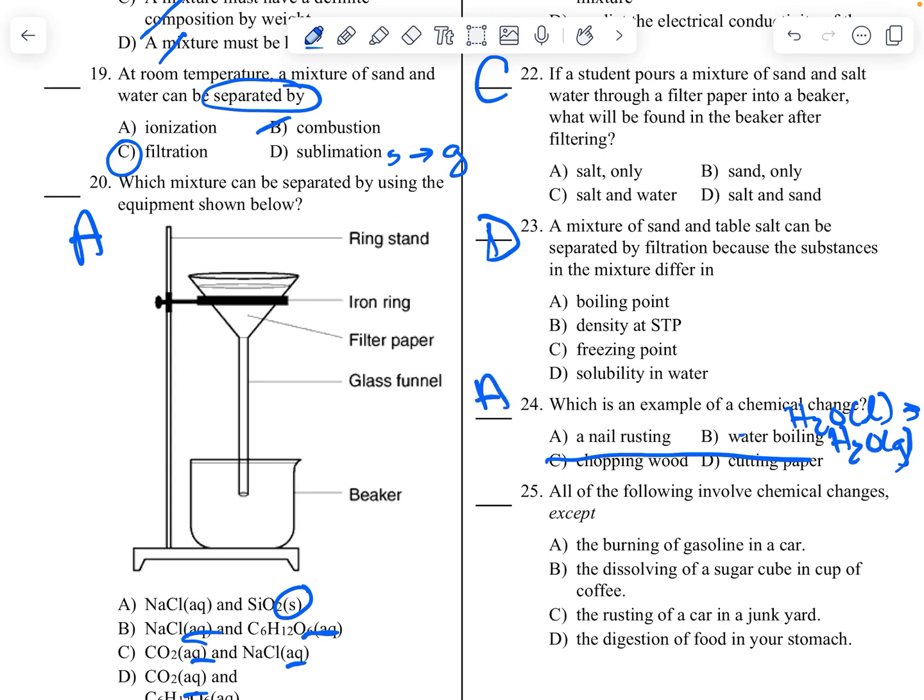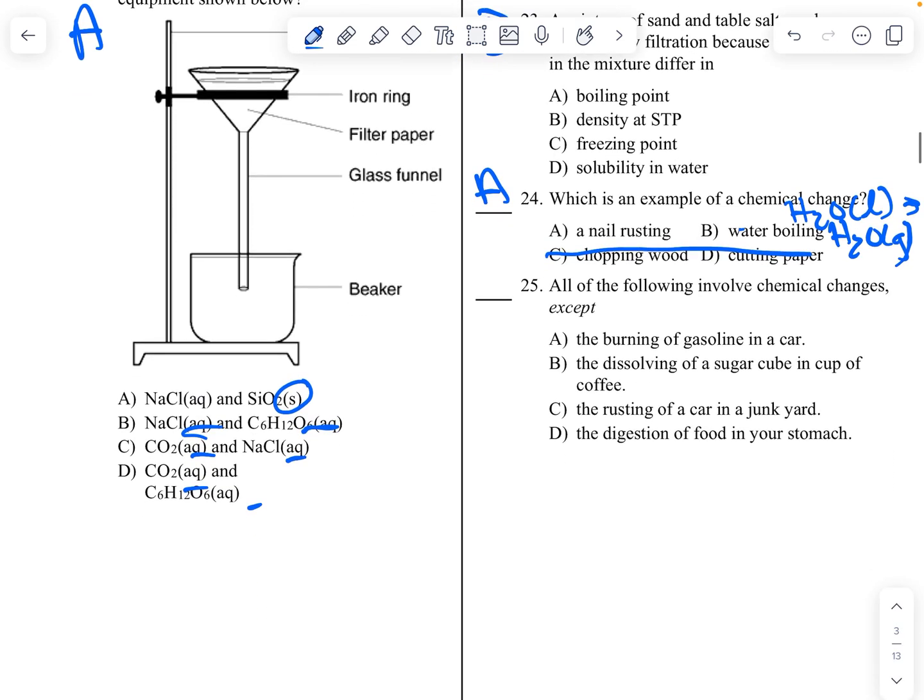Nail rusting is forming a brand new substance. So that is it. Which does not involve a chemical change? Burning of gasoline, dissolving a sugar cube, the rusting of a car, the digestion of food. So it has to be the dissolving, because dissolving is not a chemical change. It would just be particles becoming homogeneously distributed throughout the water.